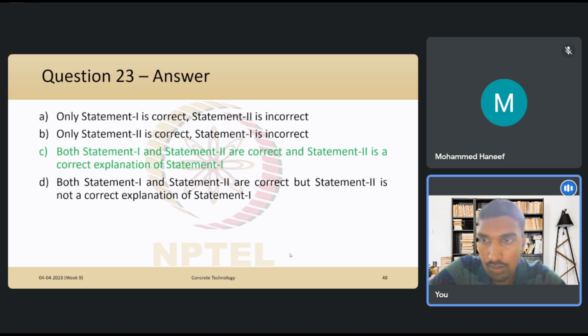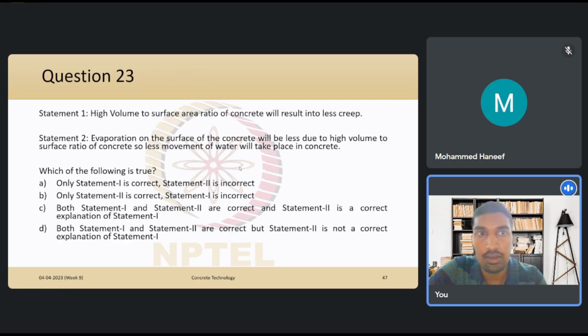So the right option is also C, that both the statements are correct, and statement 2 is the right explanation of 1. Here we are looking at the effect of volume to surface area ratio on creep. We saw that when the V by S ratio is high, there will be less creep. So statement 1 is correct. Statement 2 is explaining why it is so. The mechanism of creep is through the movement of the interlayer water, so when there is less movement, there will be less creep.